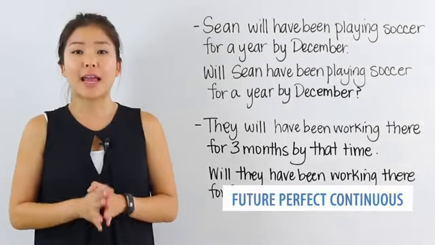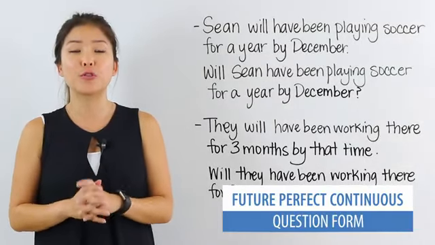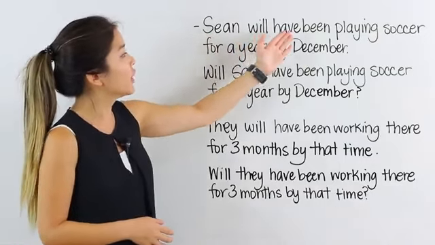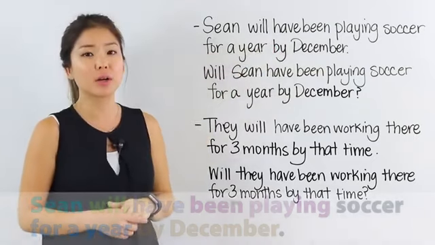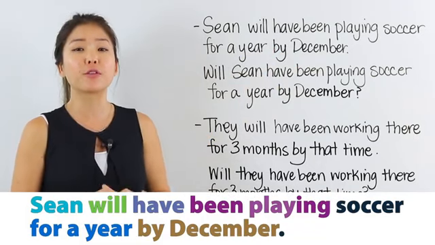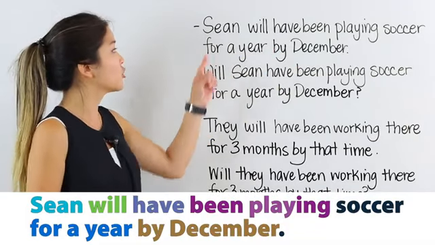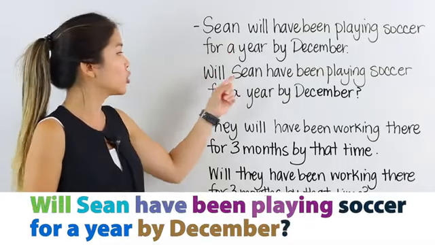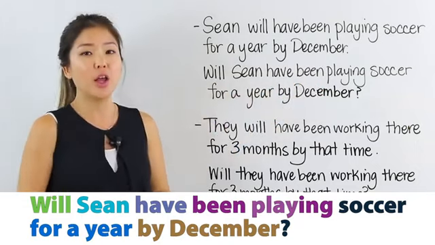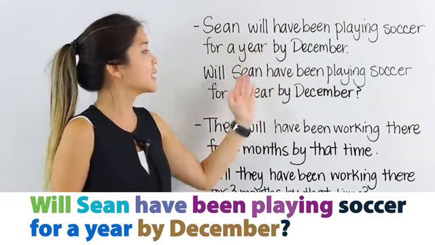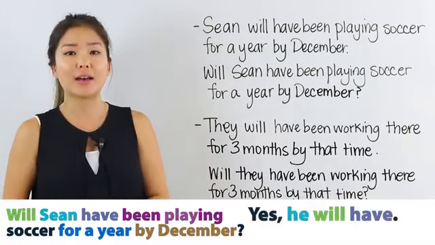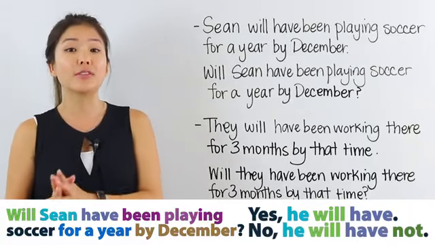Now, let's take a look at how to form questions in the future perfect continuous tense. Here, the sentence says, Sean will have been playing soccer for a year by December. To turn this into a question, all we have to do is switch the order of the first two words. So instead of Sean will, I can say, will Sean? Will Sean have been playing soccer for a year by December? You'll notice that the rest of the sentence stays the same. I can answer by saying, yes, he will have, or no, he will have not.